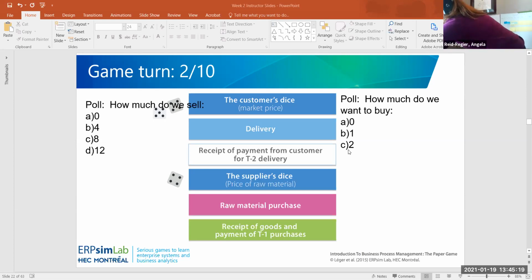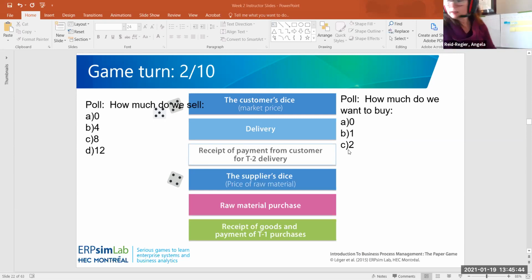And we had $10 to start with. We've now paid $8. Okay. And we also get to take delivery of what we ordered last round, which was our 2 sheets. Okay, so here's our 2 sheets of material. Okay, so that's the end of round 2.